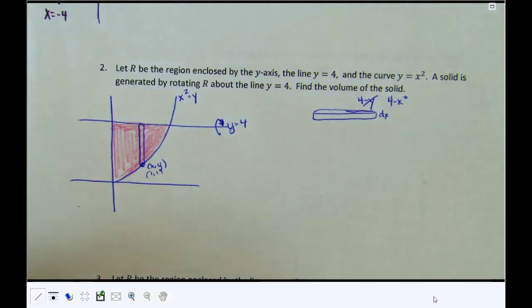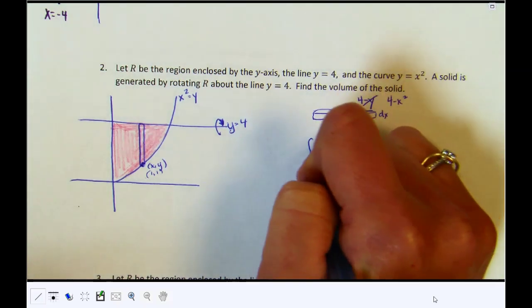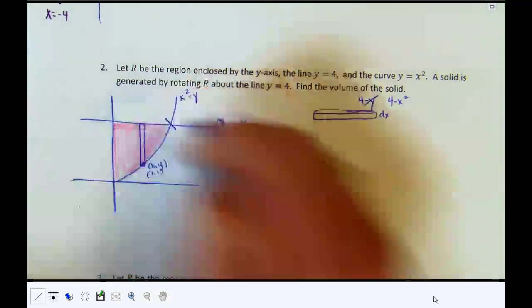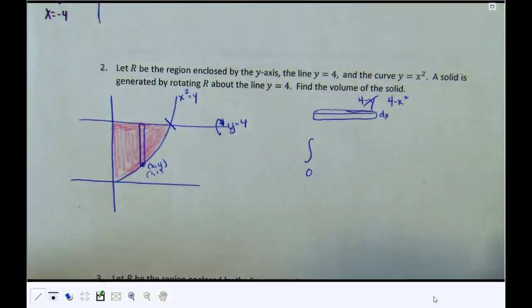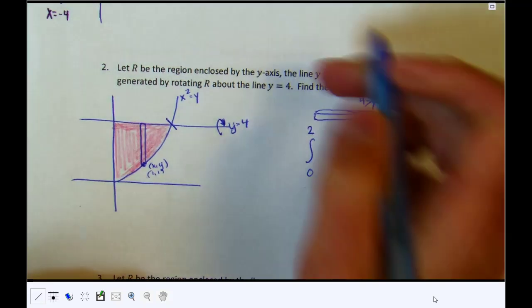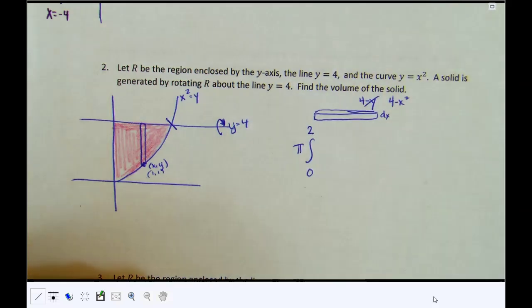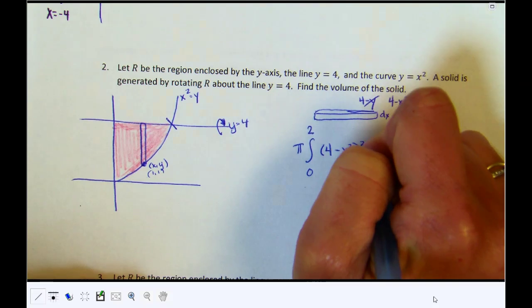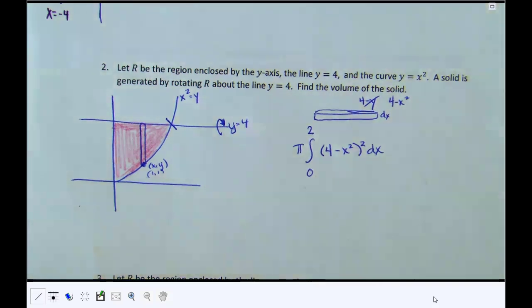Okay, from where to where? 0 to what? 4. Nope. 2. Yeah, right where that intersects. x squared equals 4, my friends. That's 2. Okay, so then we have pi times radius squared dx. So the radius is the thing there.